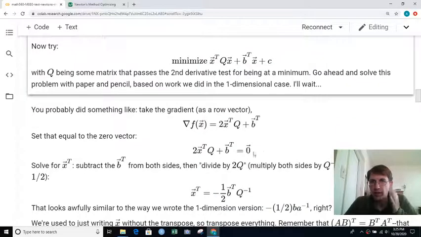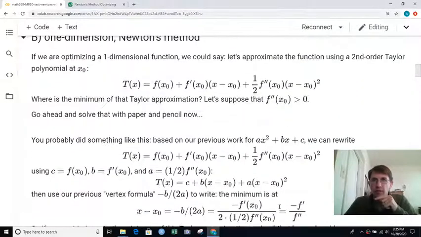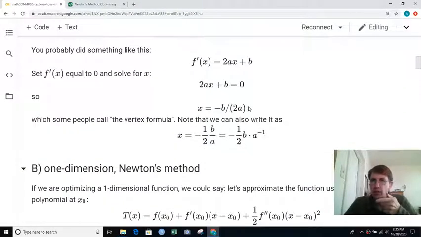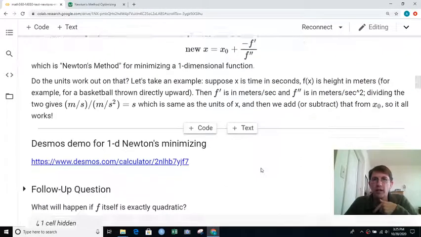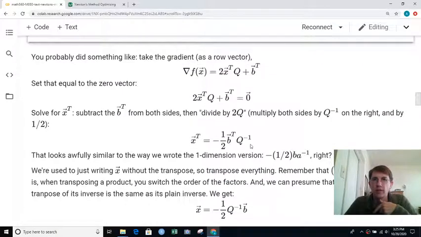We subtract b transpose from both sides, and then we kind of divide by 2Q, but really you can't divide by a matrix. So you multiply both sides by Q inverse, and so you get x transpose equals -1/2 b transpose Q inverse. The negative comes from subtracting b transpose from both sides. And that looks a lot like the funny way we wrote Newton's method, the vertex formula up here, right? Negative b over 2a, but we can write it as -1/2 b times a inverse. And that's what we're doing here, except we're calling it Q instead of a.